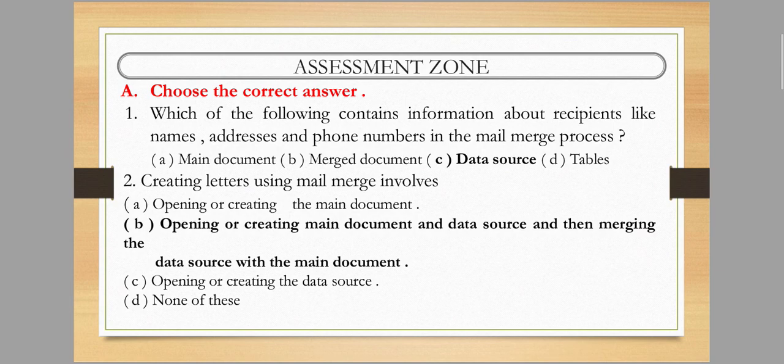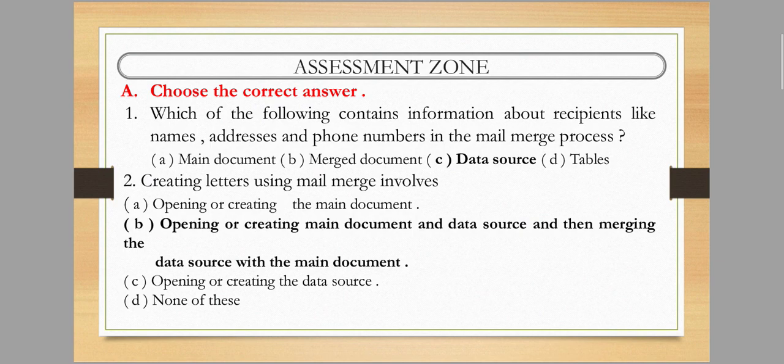Here we can see the first is choose the correct option. This is a multiple choice question. Which of the following contains information about the recipients like name, address and phone number in the mail merge process? We all know that the data source means the name of the recipients, address and phone number. Next, creating letters using mail merge involves opening or creating the main document and the data source, and then merging the data source with the main document. So option B is correct.